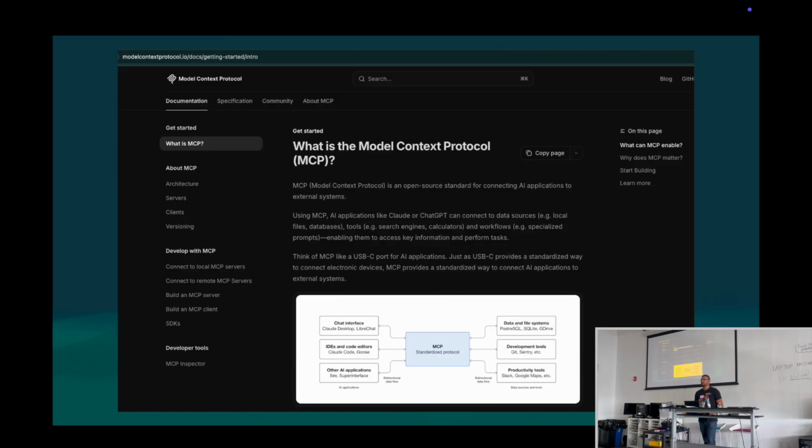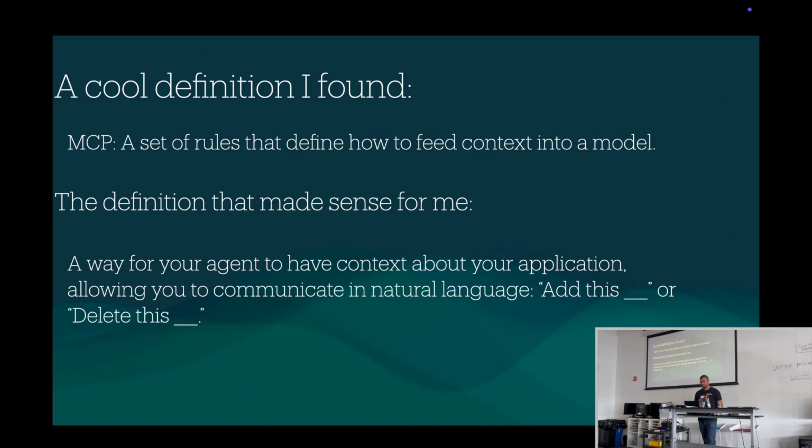Okay, so when I first read this, when I was first getting into MCP, I just felt it was a lot of words. Because I'm like, man, there has to be a better way to explain this to someone that's never heard of it. Because USB-C port, I felt I was dealing with a microwave and not with agents. So a core definition that I found was an MCP is a set of rules that define how to feed context into a model. Does that make a little bit more sense?